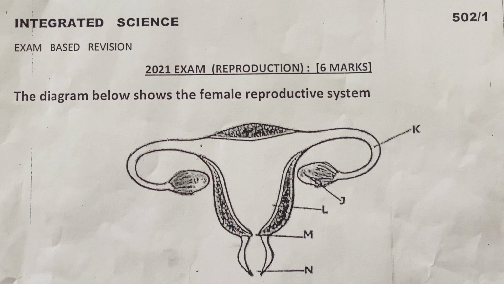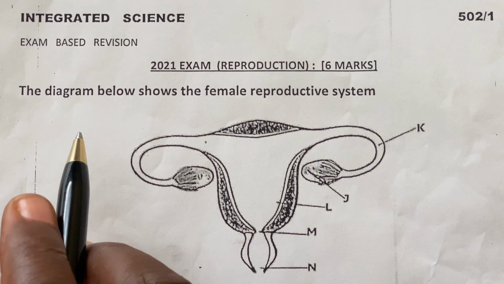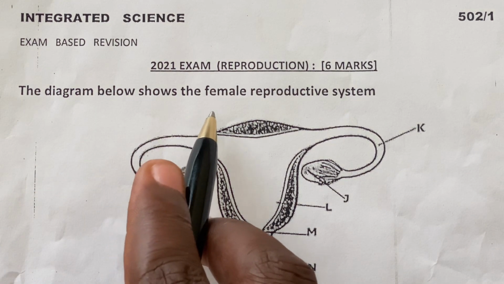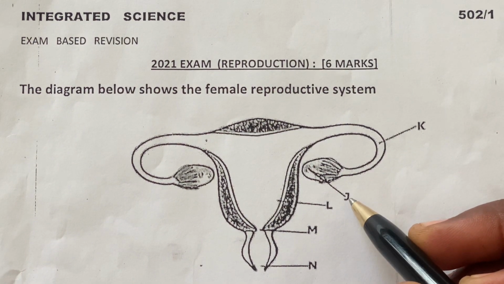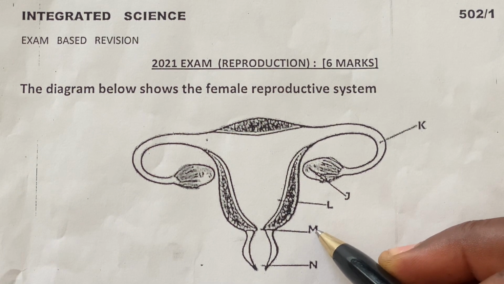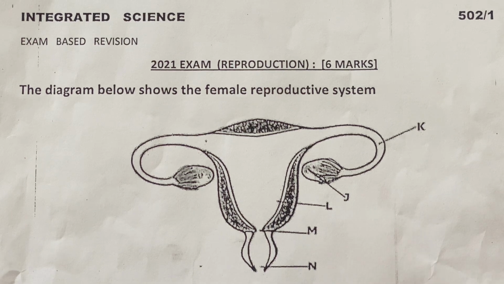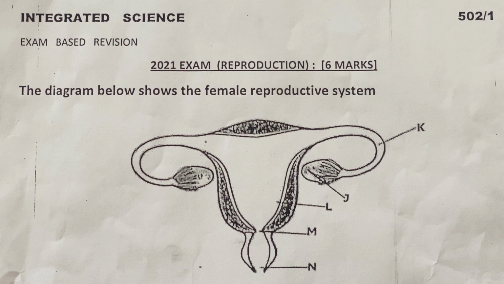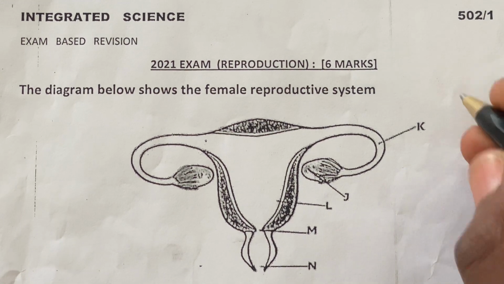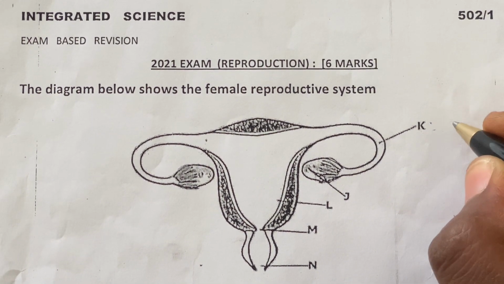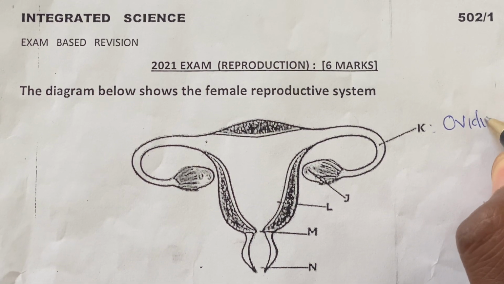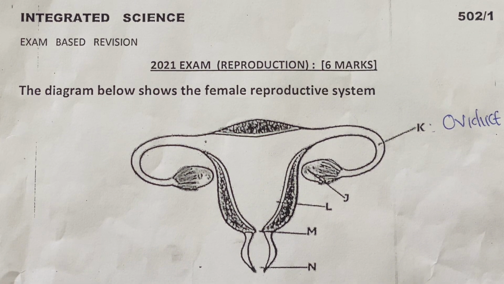So the question says the diagram shows the female reproductive system. We have part labeled K, part labeled J, part labeled L, part labeled M, as well as part labeled N. Before I talk about the questions, it is very important that we talk about each and every part, starting with their names. For K, this is the region where fertilization takes place. Hence, this one is called the oviduct. We can also say it is the fallopian tube.